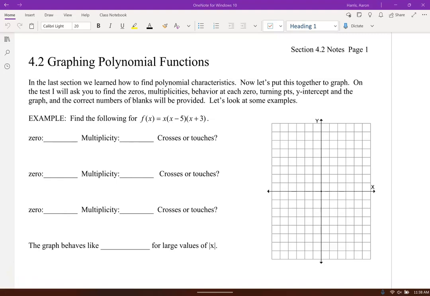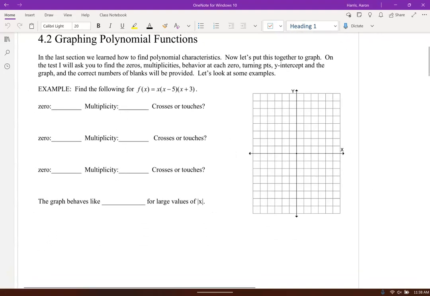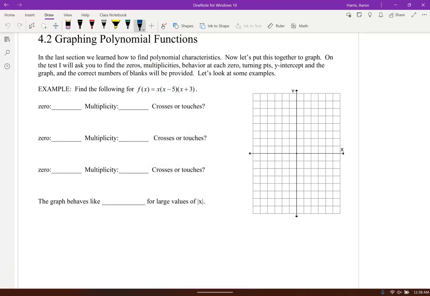So let's start out with our zeros when we're trying to get a feel for this graph here. We'll start with our zeros and the multiplicities and kind of go from there. So where's our zeros? Where's our x-intercept? So let's let y be 0. And we'll take each of those factors, set equals 0.